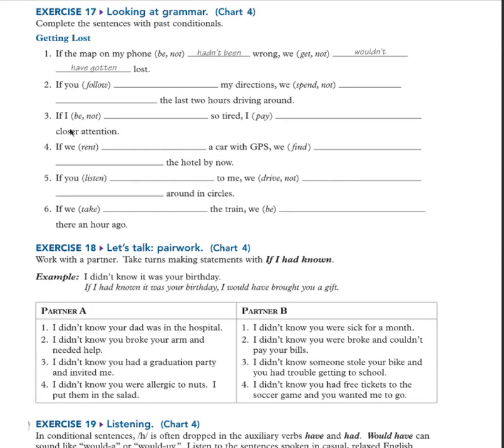Number 3. If I had not been so tired, I would have paid closer attention. Past perfect, would have, past participle. Number 4. If clause, past perfect. If we had rented a car with GPS, we would have found the hotel by now. Would have and the past participle of find. If we had rented, past perfect, a car with GPS, we would have found the hotel by now.